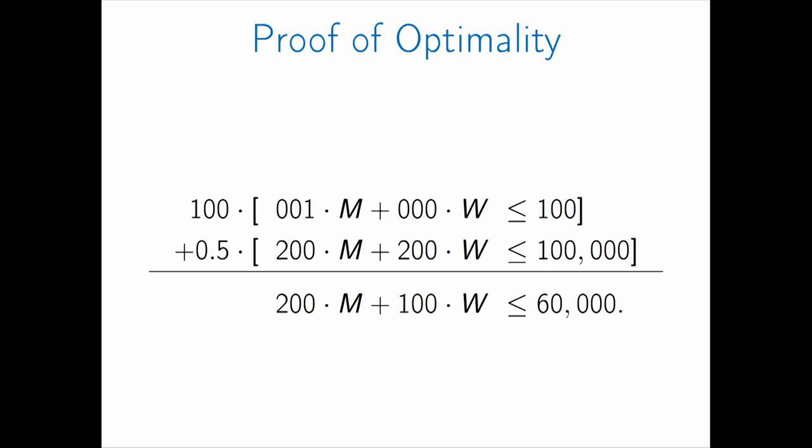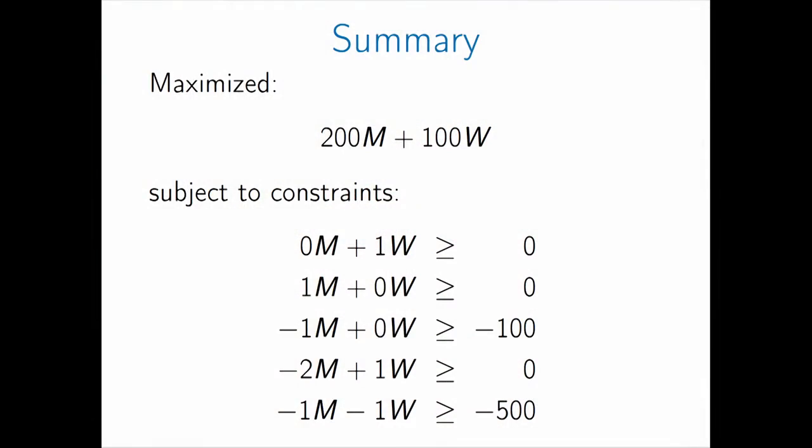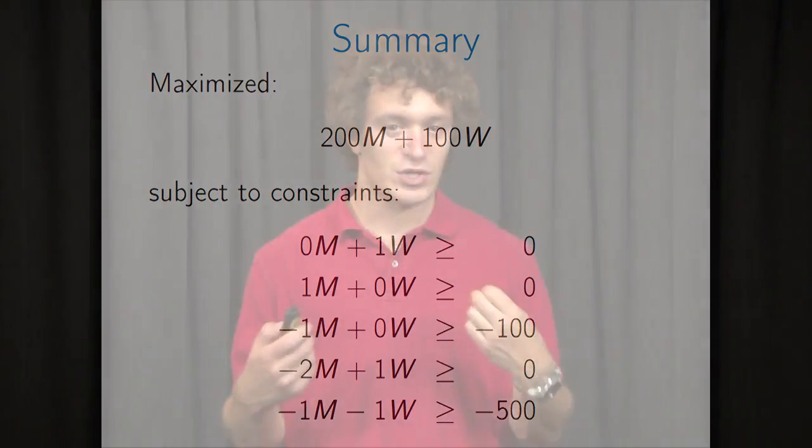And so this is a very convenient way to prove that the 60,000 that we could attain is actually the best we can do. So in summary, what we did is we solved this problem where we maximized this function, 200m plus 100w, subject to the following list of 5 constraints. And because the thing we're trying to maximize is a linear function and the constraints we have are linear inequalities, this makes this an example of the type of problem we're going to be looking at, that is a linear program.